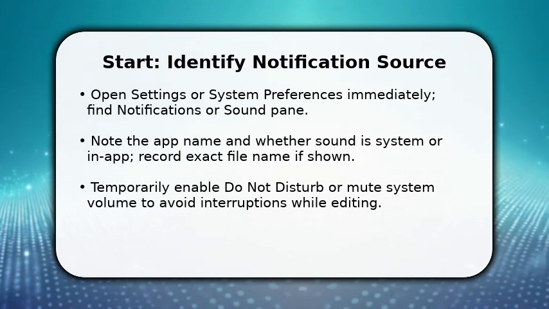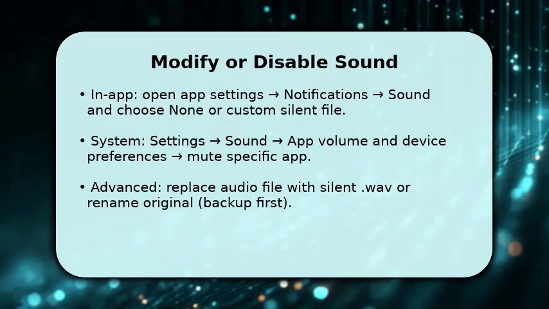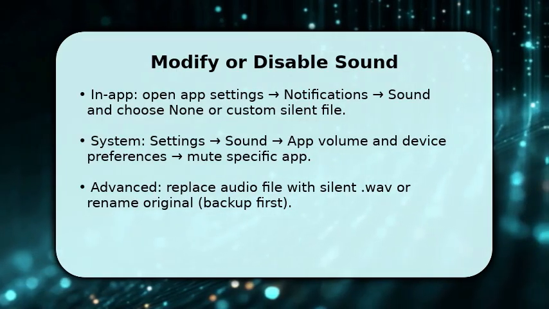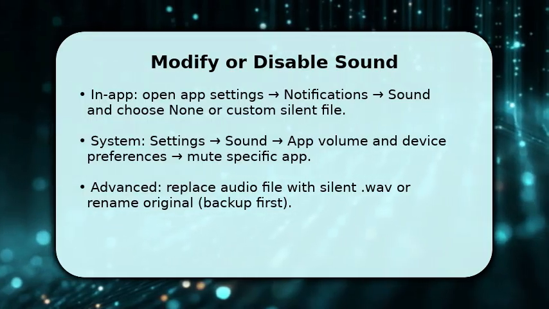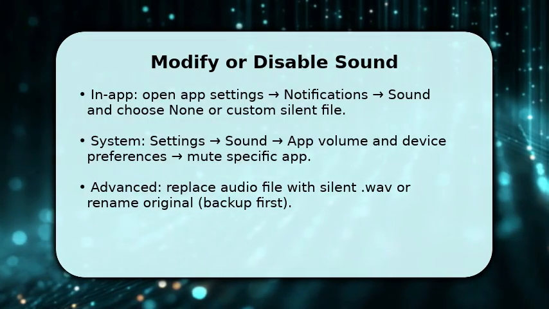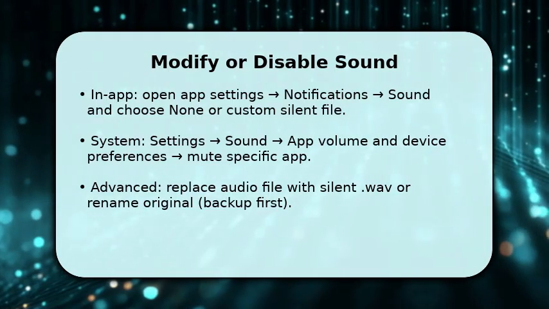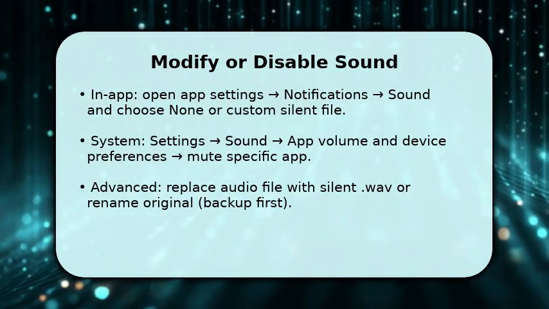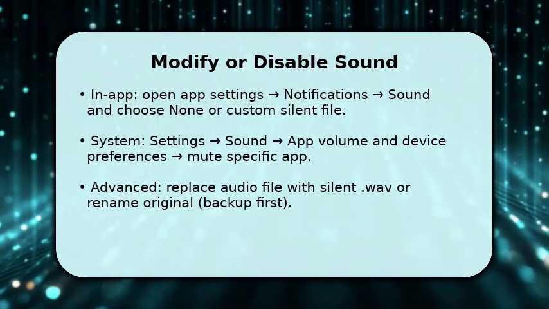Now you act on the source. If the tone is configurable in-app, open its notification settings and set sound to none or select a silent file. If it's a system-level alert, use Settings > Sound > app volume and device preferences to mute that app specifically. This preserves other audio. For stubborn cases, replace the app or system sound file with a silent WAV, but make a backup of the original first. These changes stop the notification.